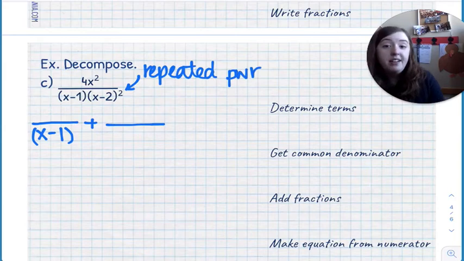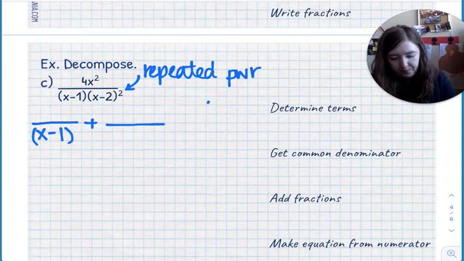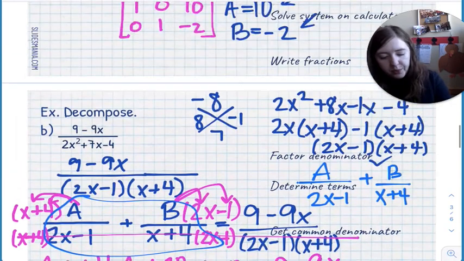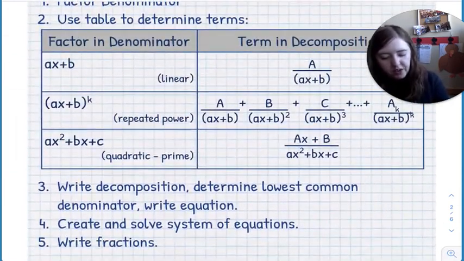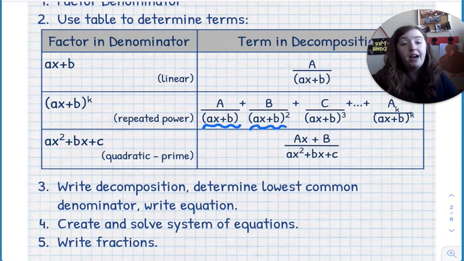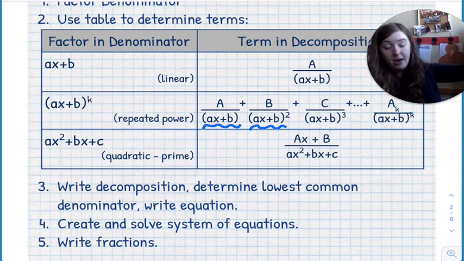Now let's remind ourselves what that looks like. So when we have something to a power in our denominator, when we're trying to figure out our terms, we're going to take that guy to the first power, then to the second power, then to the third power, all the way up until we reach the power that we're on.